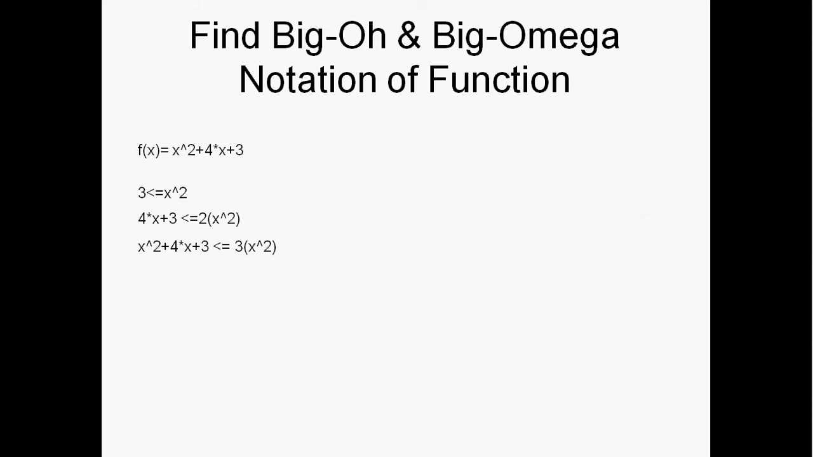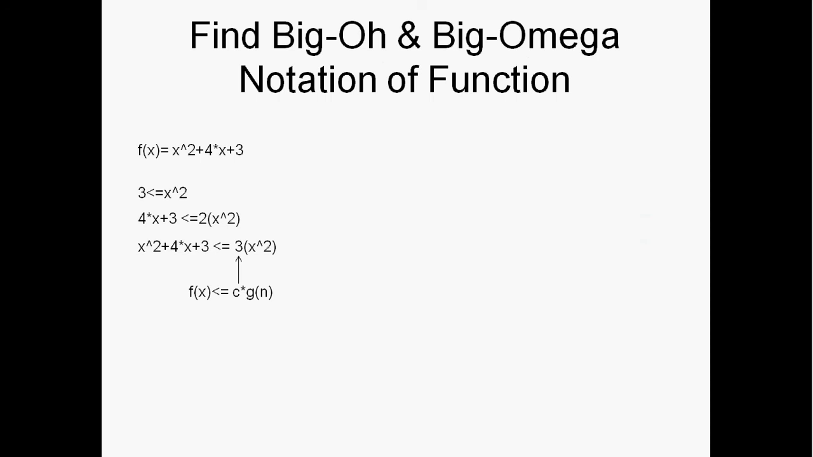x square plus 4x plus 3 is less than or equal to 3 times x square, right? It means the same term we have added, but it would remain true. So here we have added such terms on the left side because we wanted to conclude with our function f. So now we come to know that the left side is nothing but our function f, which is less than or equal to some function g multiplied by some constant.